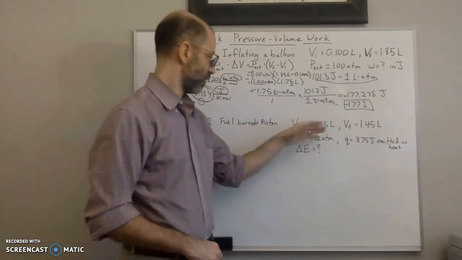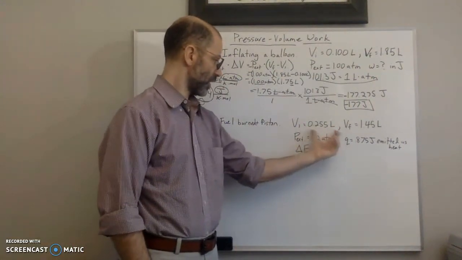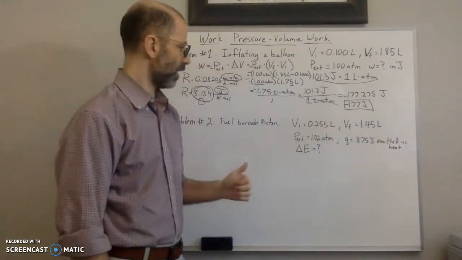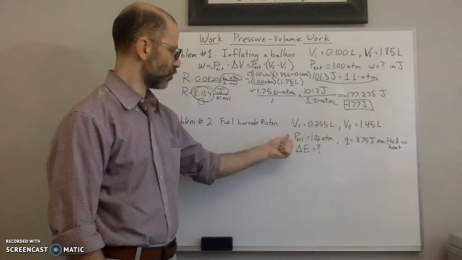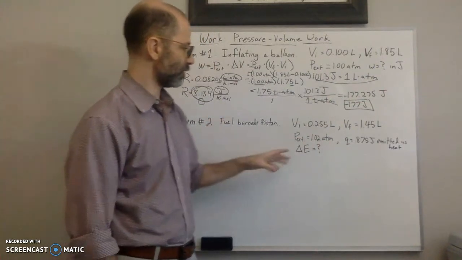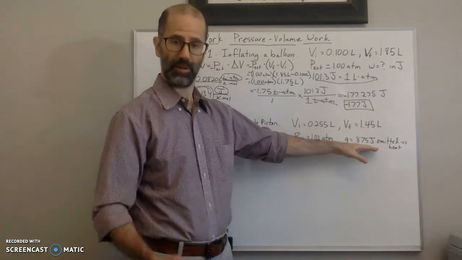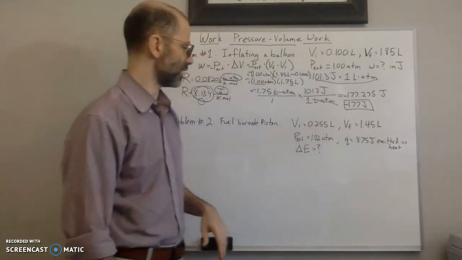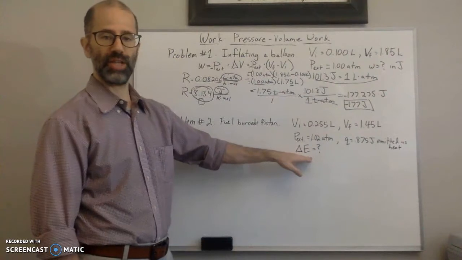So here's the information we're given. The piston was initially at a volume of 0.255 liters. It goes up to 1.45 liters. The external pressure is 1.02 atmospheres. And they gave us, in addition to that, an amount of heat that was emitted by the reaction itself. So 875 joules is emitted as heat. So they're giving us heat, and they want the change of internal energy.